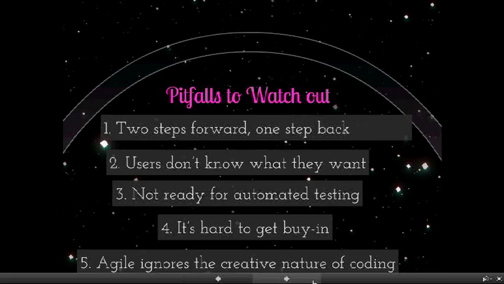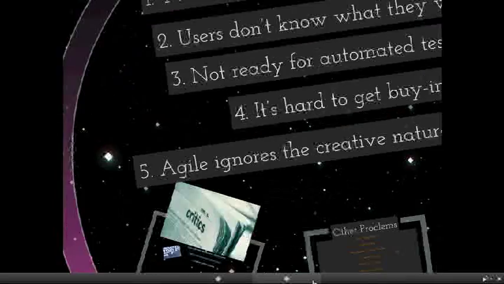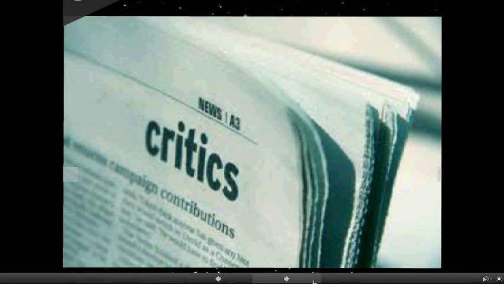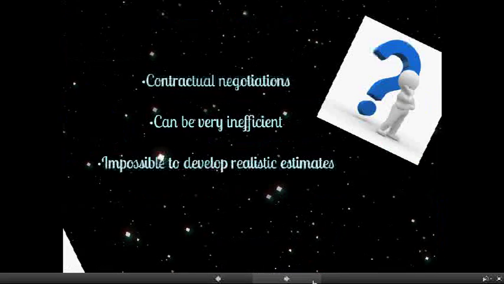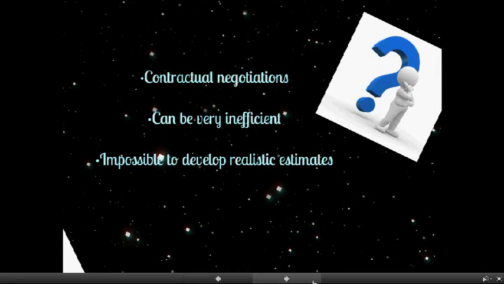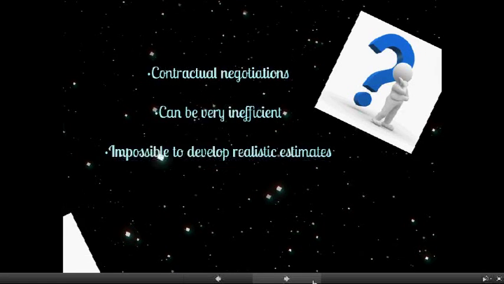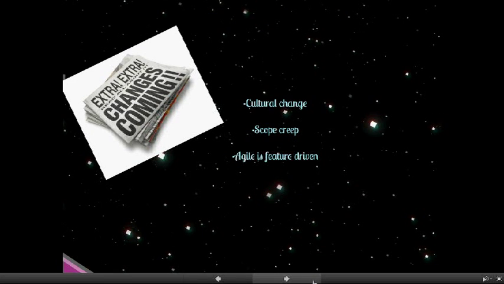Now let's take a look at some of the critiques of agile development that have been going around. Lack of structure and necessary documentation, only works with senior level developers, insufficient software design. Contractual negotiations can be very inefficient, impossible to develop realistic estimates. Cultural change, scope creep, and agile is feature driven.